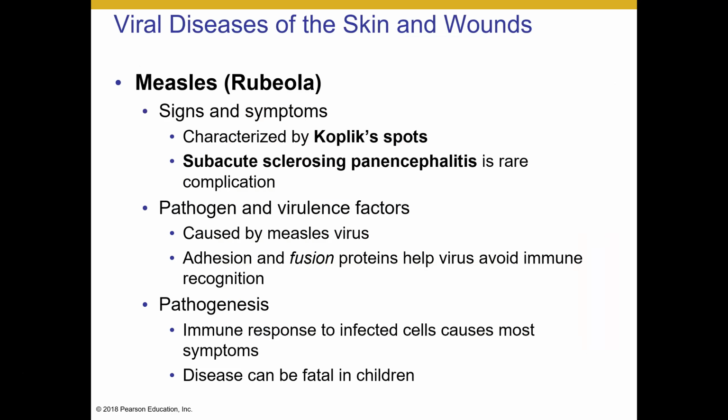Measles is caused by the measles virus and is highly contagious. Early symptoms include fever, cough, runny nose, and conjunctivitis. One characteristic sign is Koplik spots, which are small white lesions inside the mouth. Later, a widespread rash develops. Measles can cause serious complications, especially in children, including pneumonia and a rare but fatal neurological condition called subacute sclerosing panencephalitis. Measles is more severe than rubella and spreads very easily through respiratory droplets.